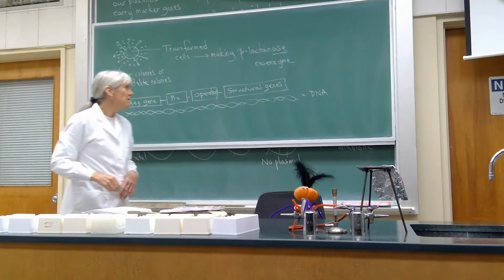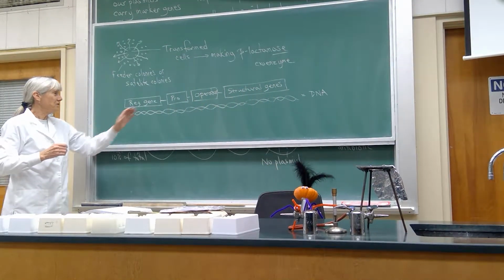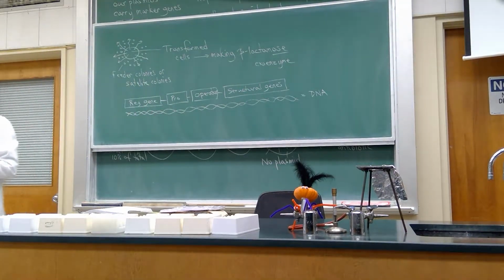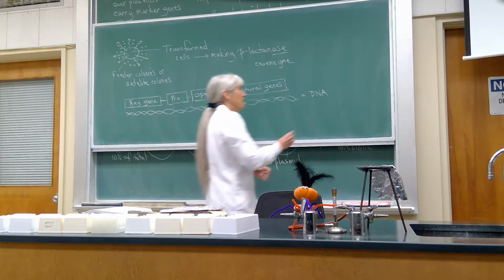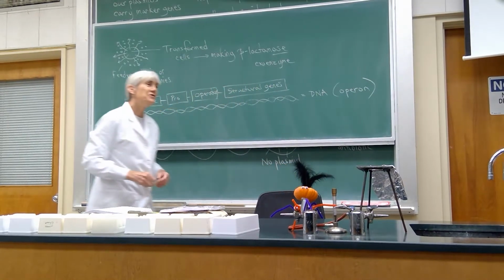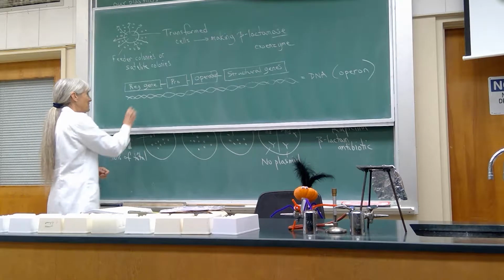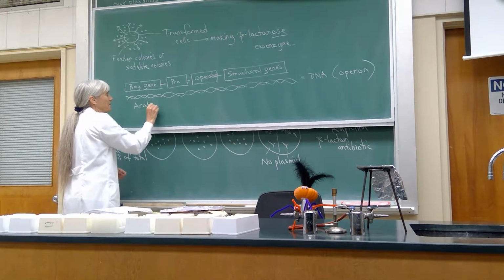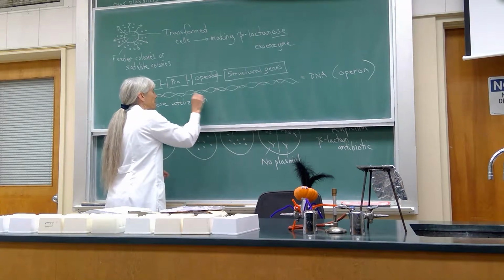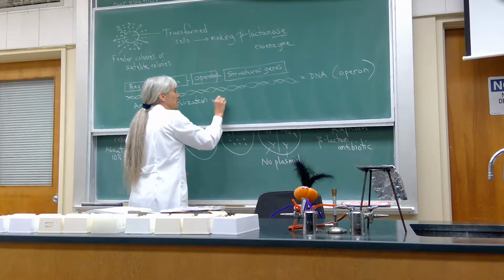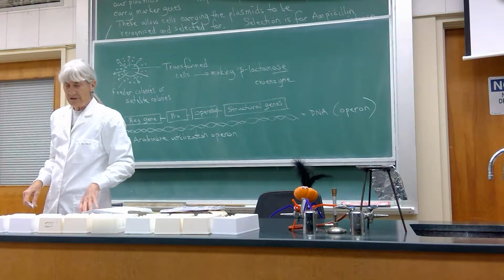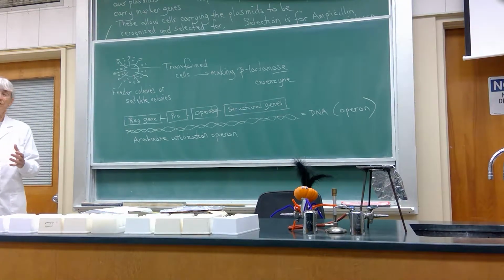So a segment of DNA that includes regulatory sections, such as a promoter and an operator, and a series of structural genes. What is this thing? It's an operon. It's not just any operon, it's the arabinose utilization operon. This operon works a lot like the lactose utilization operon, except that it's not quite so complex.